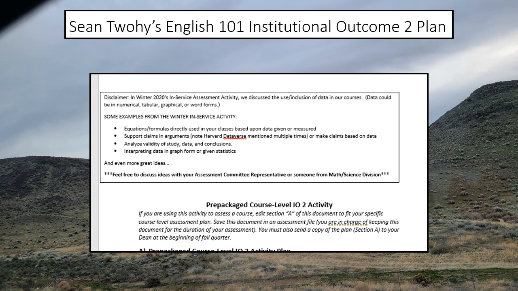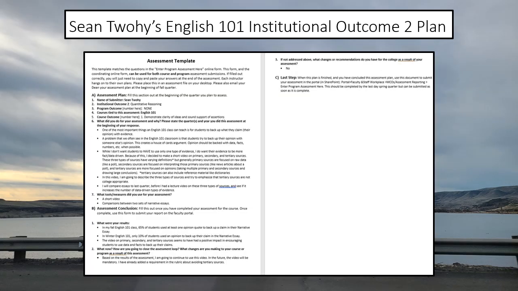I am doing assessment on English 101, but I still found it possible to do the math assessment this year. If I had used the prepackaged course level 2 activity template, it would look like this. I didn't use that template because I wanted a template that would be used across many years, in case somebody went back and looked at this video for another assessment. So this is one form, but this is the form that I actually ended up using.